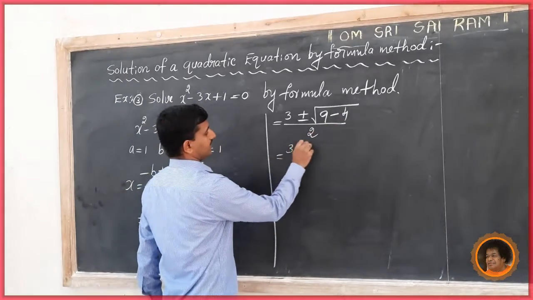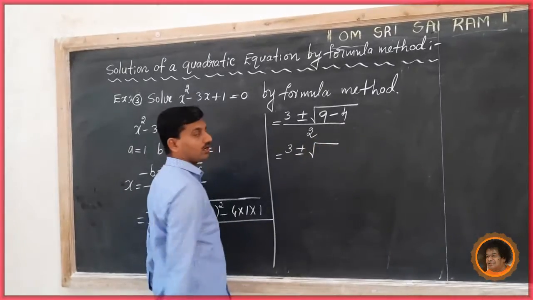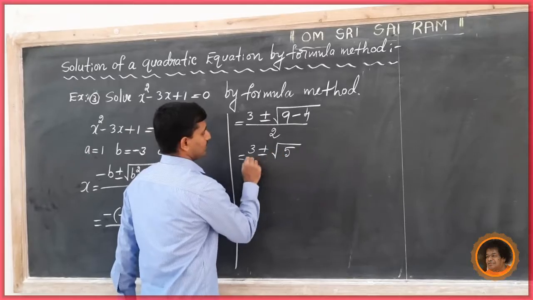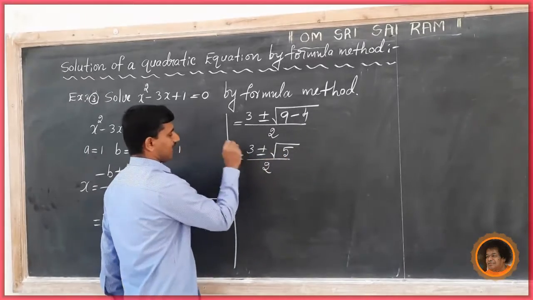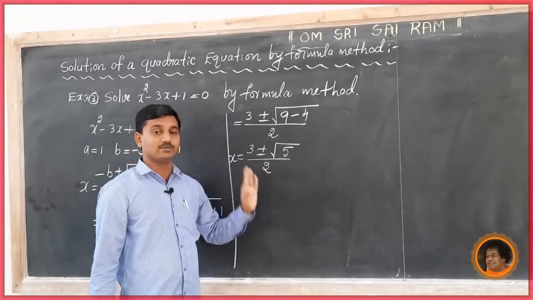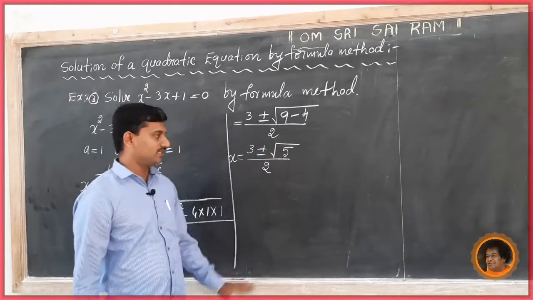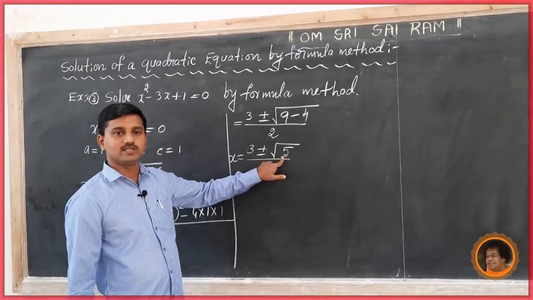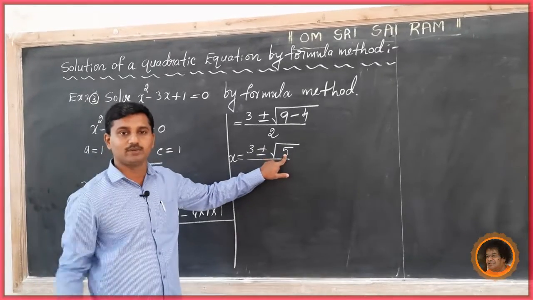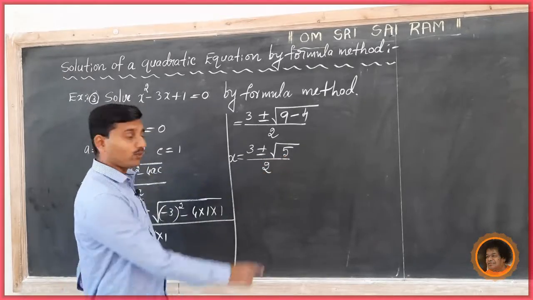So x equals 3 plus or minus square root of 9 minus 4. 9 minus 4 is 5, divided by 2. So this is the x: x equals 3 plus or minus square root of 5 divided by 2. Just look at the value of root 5. Is it a perfect square or not? 5 is not a perfect square number. So what is the square root of 5?